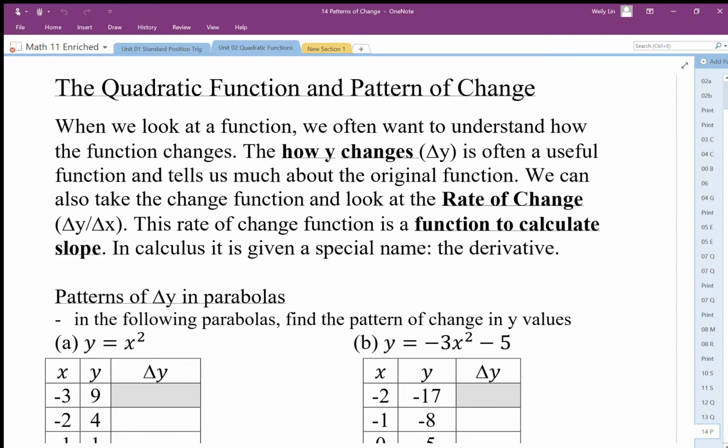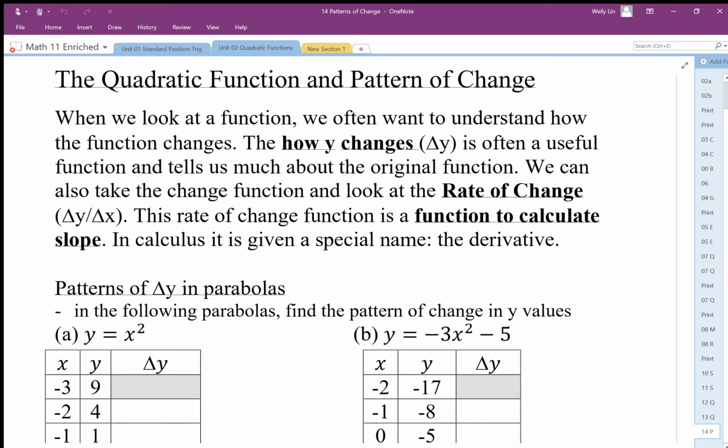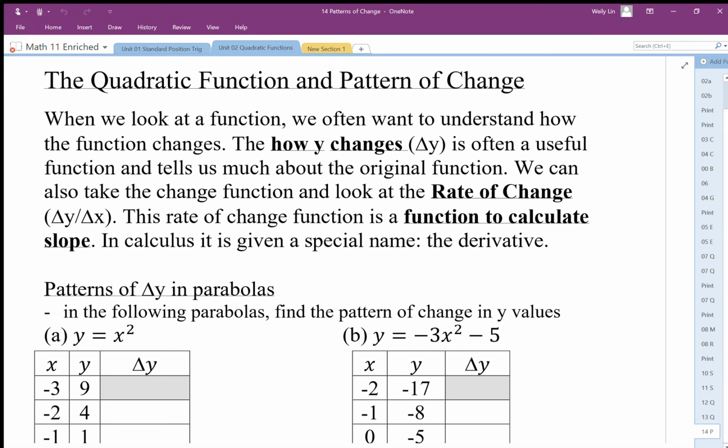So in a previous lesson, we looked at how a quadratic function changes. We looked at the quadratic function and the changes in the y value of the quadratic function. The changes in the y value seem to follow a linear pattern. So this is something we're going to expand upon a little bit more.